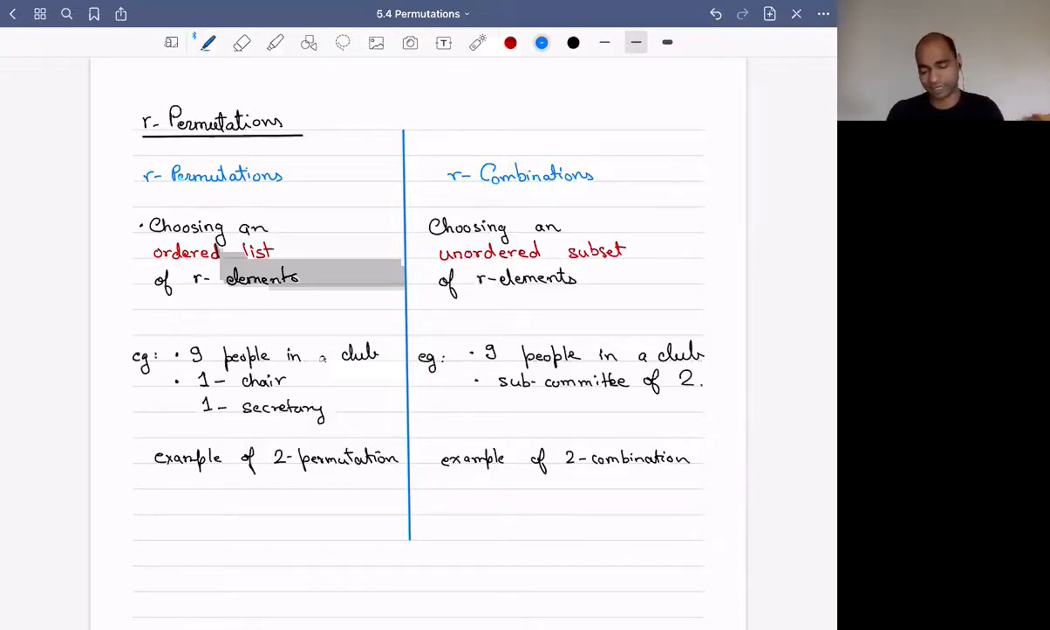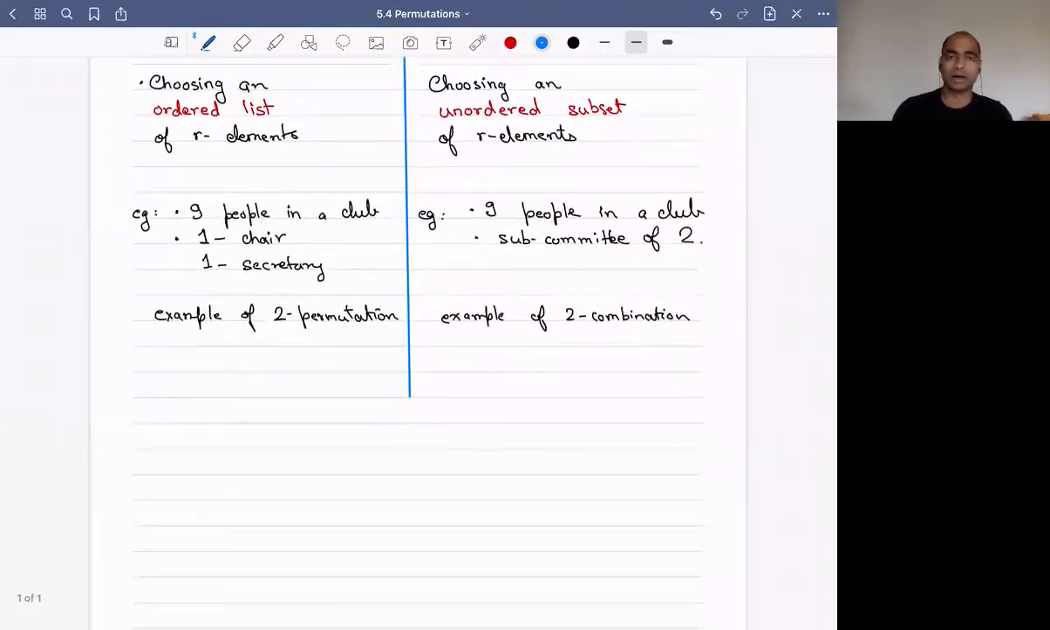On the other hand, if I have the same example, but now I have to form a subcommittee of 2 people, well, now the order does not matter. In the subcommittee, there is no such thing as the first member and the second member. There are just 2 members in there in any order you want. And this is an example of a 2 combination. So in the first example, the order matters, in the second it does not matter. These 2 are closely related, but different concepts, and they give you different answers. We'll start with the first one, permutations, which is slightly easier to compute.